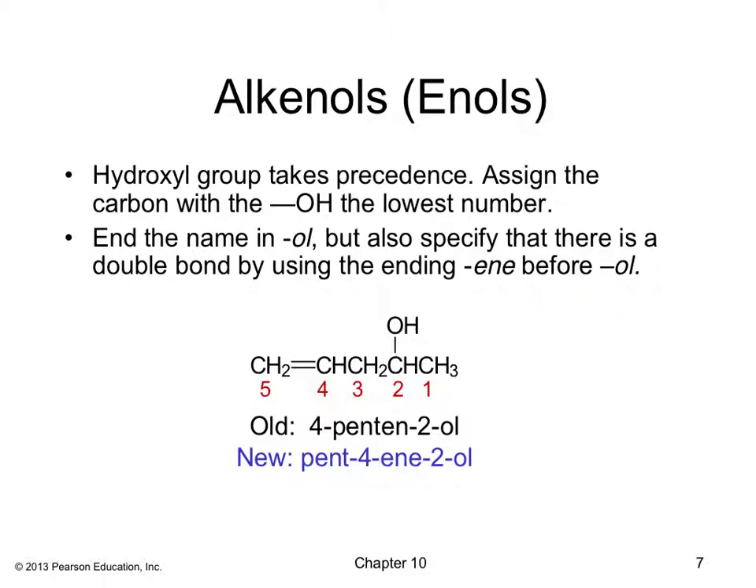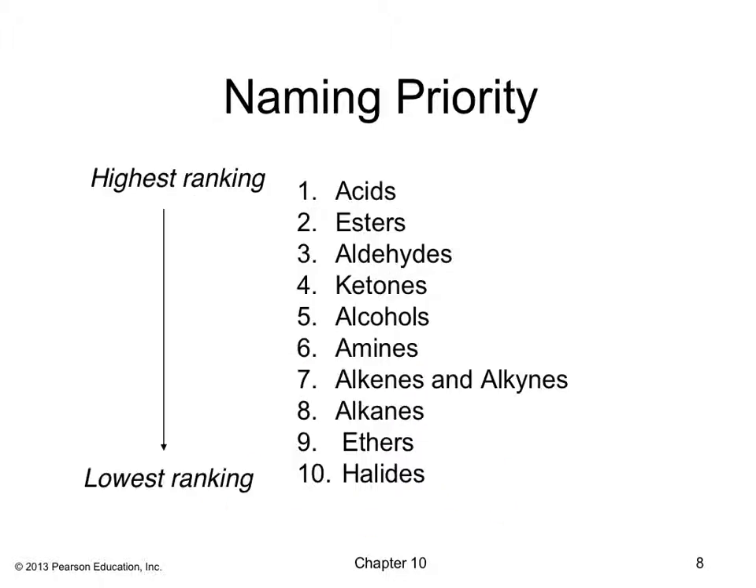In terms of enols, the hydroxyl group takes precedence, and you want to assign the carbon with the OH the lowest number and the name in ol, but you want to also specify there's a double bond by adding ene before the ol. So as an example shown here, this is 1, 2, 3, 4, 5. So this is 2-ol and then 4-ene. So this would be pent-4-en-2-ol in terms of the new nomenclature.